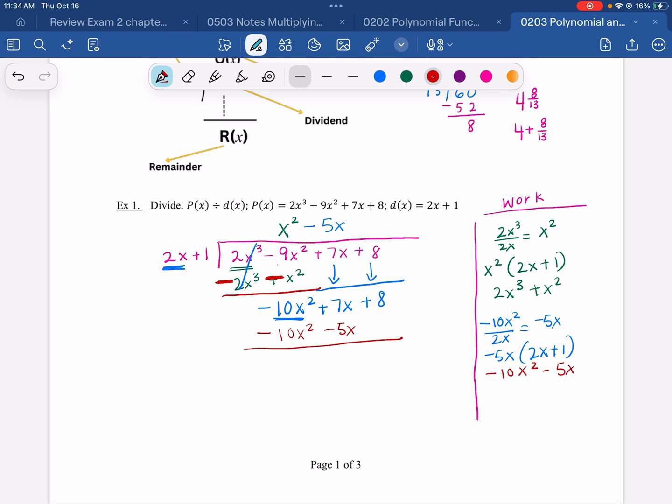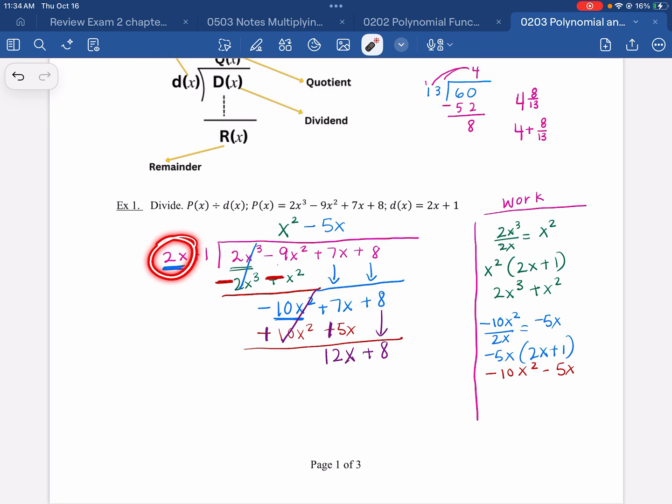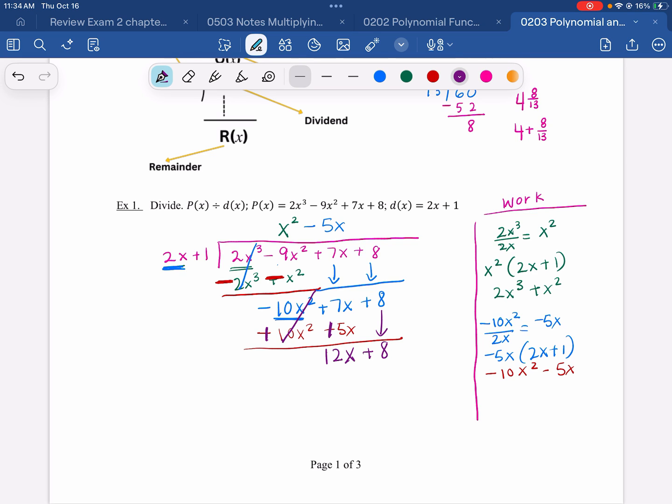What do you need to remember to do? Subtract. That means change your signs of your second one so they become pluses. This cancels out. Woohoo! 7 plus 5x is 12x. Bring down the 8. Now I look again. What do you need to multiply 2x by to get to 12x? Some of you see it right away. Some of us don't. So I take my 12x, divide it by 2x, and I get 6.